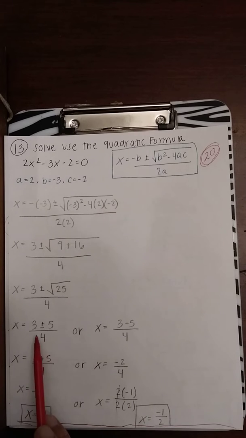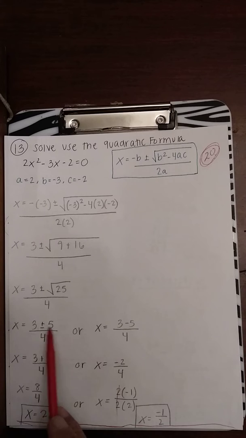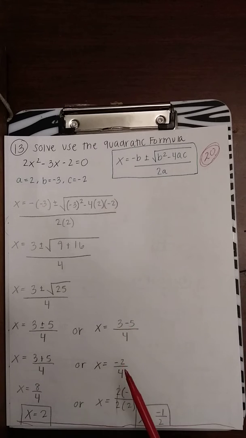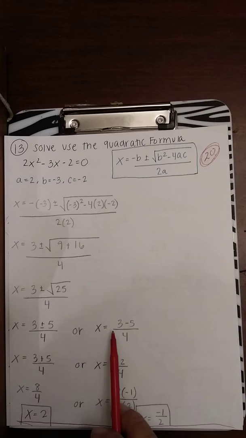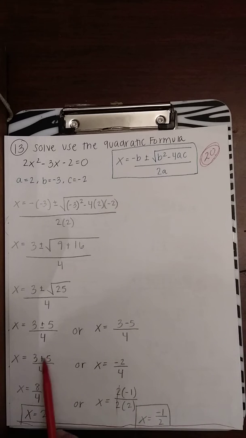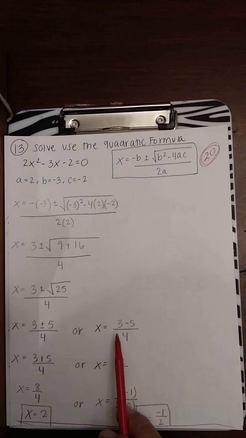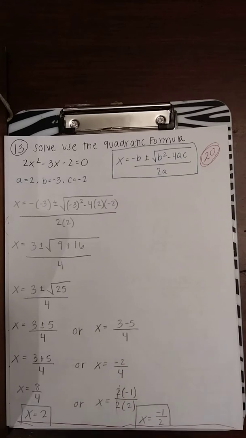So we have 3 plus or minus 5. So this is going to tell us we're going to have 3 plus 5, or 3 minus 5. So 3 plus 5 is 8 over 4, which is 2, easy. 3 minus 5 is negative 2 over 4, and that's 2 times that, cancel the 2. So we have negative 1/2. So we have 2 and negative 1/2.